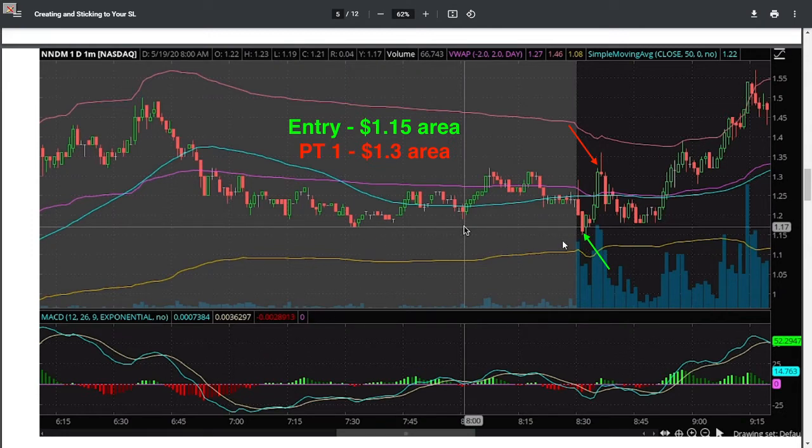Again, just go back to last week, sticking to your stop loss. Remember the NNDM trade I alerted? Your stop loss was probably right here. It would have been mine around the 110, 107.8 area.